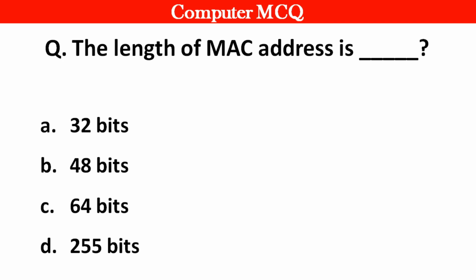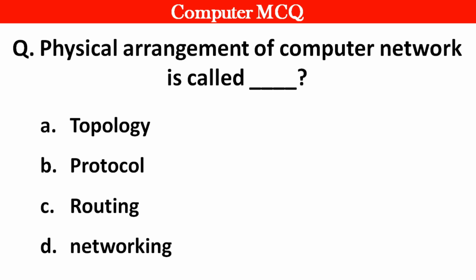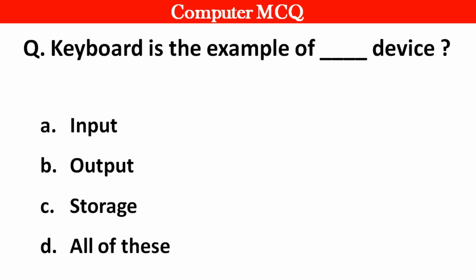Next question, the length of MAC's address is dash. Right answer is options B, 48 bits. Next question, physical arrangements of computers networks is called dash. Right answer is options A, topology. Next question, keyboard is the examples of dash device. Right answer is options A, input.